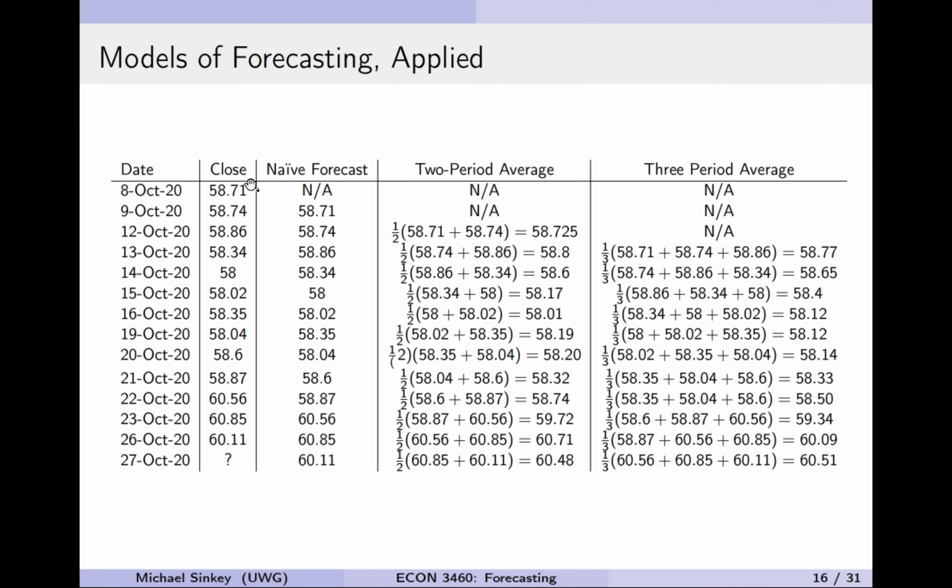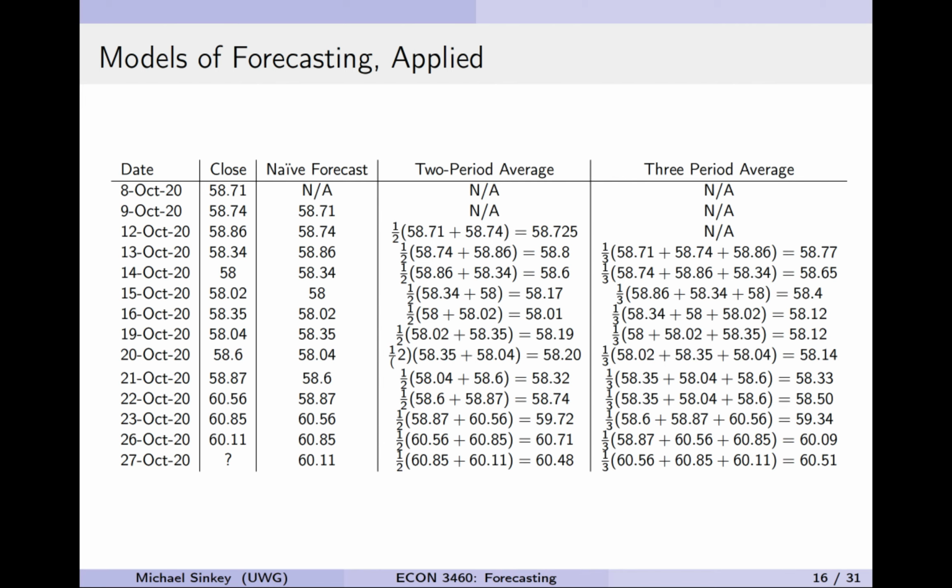I've applied it here. For the naive forecast, I have Southern Company's stock price for 3 weeks in October, and the naive forecast is just that the price for today is the same as the price yesterday. So on October the 9th, I predict that it will close at 58.71, and that's because October the 8th data was 58.71. Now, I'm unable to make a 2-period average because I don't have 2 previous periods from the past, and I'm unable to make a 3-period average because I don't have 3 previous periods from the past, at least not in my data set. So I'm aware that Southern Company has data prior to October 8th, but it's not here on this chart.